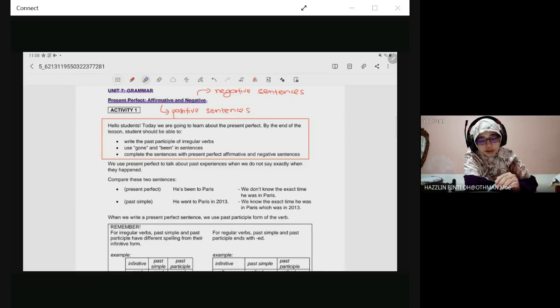You read, hello students, today we are going to learn about the present perfect. By the end of the lesson, students should be able to write the past participle of irregular verbs, use gone and been in sentences, and last, complete the sentences with present perfect, affirmative and negative sentences. So these are your 3 objectives for the lesson.